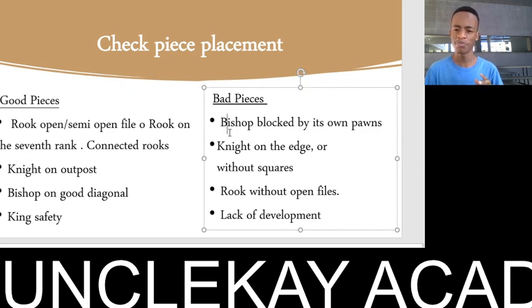Bad pieces: your bishop blocked by its own pawns, because remember we said that the bishop needs long diagonals, right? So we don't need our bishop to be blocked by any piece, okay? The knights on the edge are bad because they have limited squares, right? The rooks without open files, that's not where we want them. We want our rooks to be active. Lack of development is the worst case scenario. Okay, so we move forward.